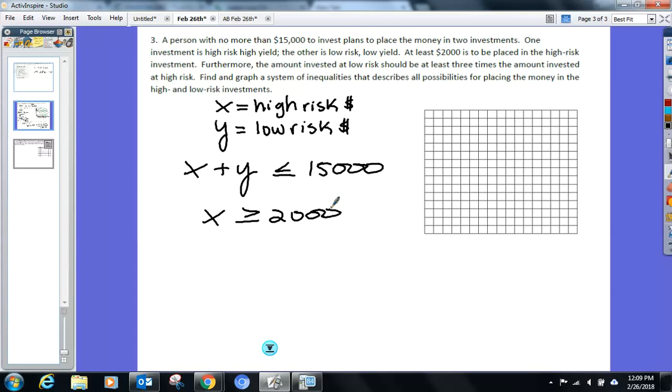And this next one may be tricky, but I think you can get through it. I know you can. The amount invested at low risk, which was Y, at least. Oh no, just at least. Forget about the rest. I just want the inequality symbol for at least. Greater than or equal to. Okay, now 3 times your high risk. 3x. Here are the 3 equations we're going to graph now.